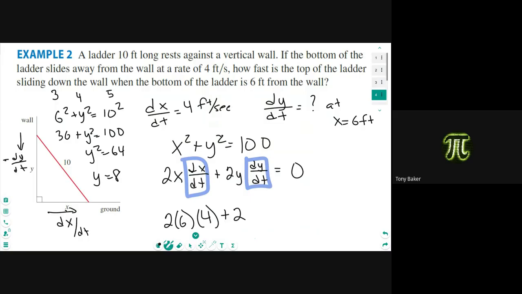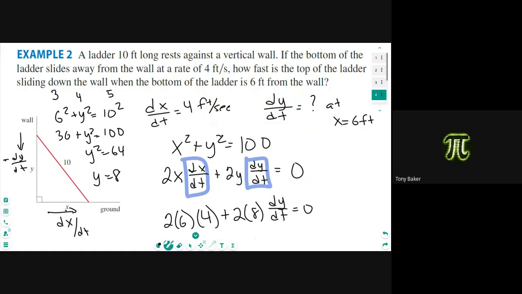So in this case, 3, 4, 5, but it's the multiple of 2: 6, 8, 10. It could be a multiple of 3: 9, 12, 15. It could be any of those multiples. The other one is 5, 12, 13. Those are the other Pythagorean triple that will show up a lot. So I know y is 8. And we don't know dy dt.